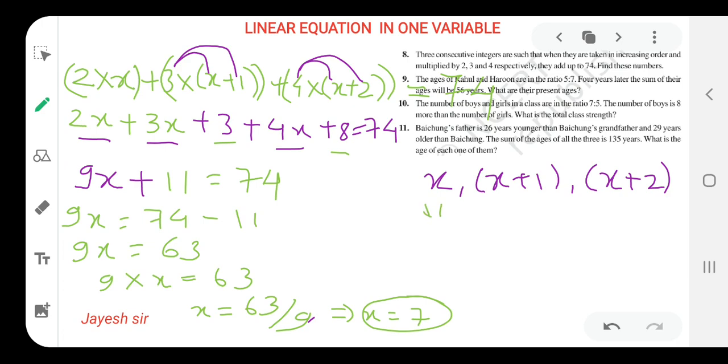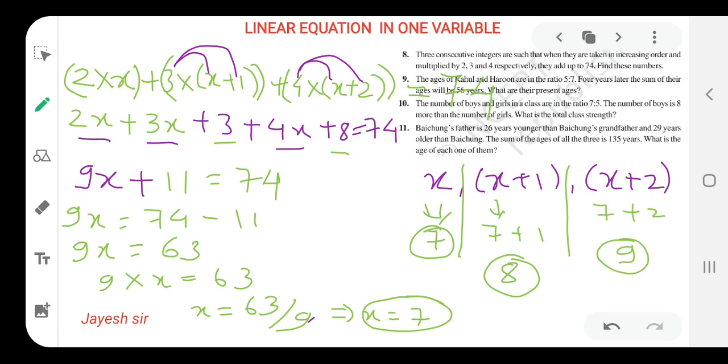So my value for x is 7, and here I am putting the value. Yes, this is x plus 1. Now 7 plus 1, so my second number would be 8. First number is 7, second number is 8. Now here I am putting the value of x, 7 plus 2, that means 9. So I've got three consecutive numbers: 7, 8 and 9. I hope you all might be getting it, friends.